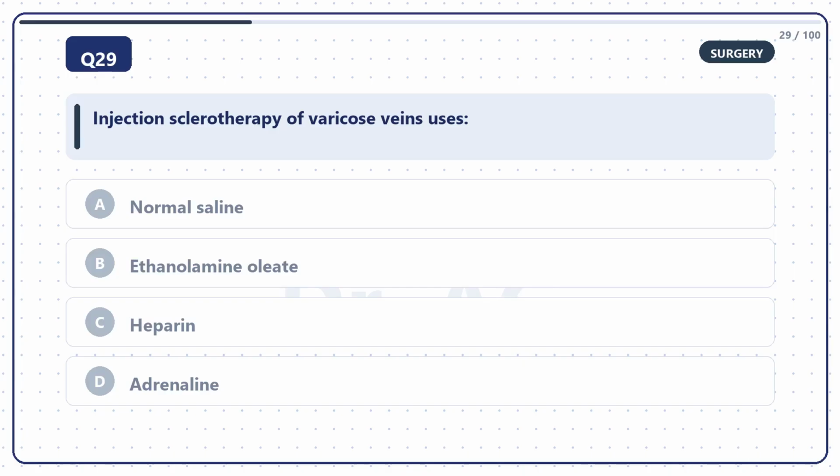Question 29. Injection sclerotherapy of varicose veins uses. Option A. Normal saline. Option B. Ethanolamine oleate. Option C. Heparin. Option D. Adrenaline.